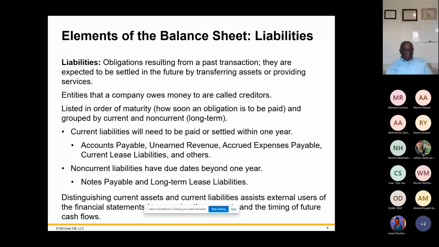Short-term liabilities include accounts payable, unearned revenue, accrued expenses payable, current lease liabilities and others. Non-current liabilities have a due date beyond one year. That is what we call, in most cases, long-term liability. Who can give us an example of a long-term liability? Debt to a bank? Bank loan.